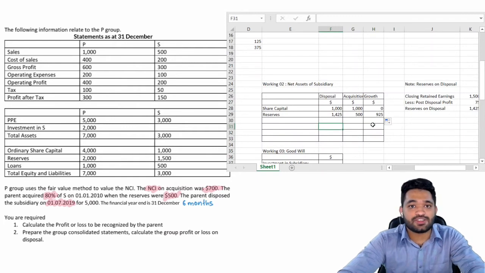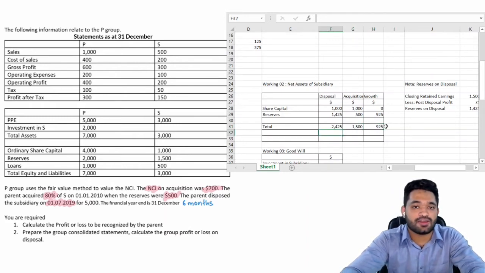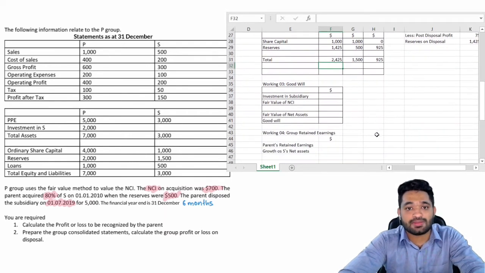So other than for this, we don't see any other net assets here, so we can take the total. So as at the date of disposal, the total of net assets is 2425. Then as at the date of acquisition, it's 1500. So the growth is 925. So with this, we can move on to working number 3, which is the goodwill calculation.